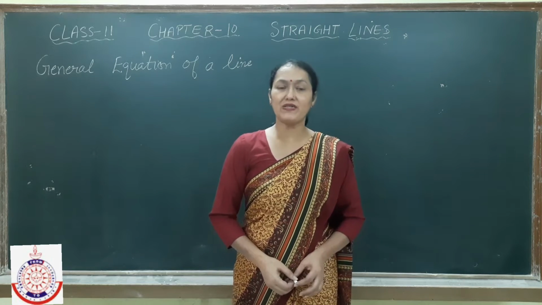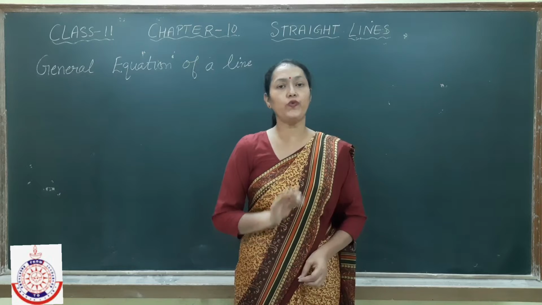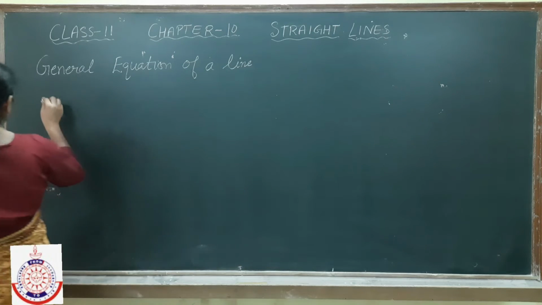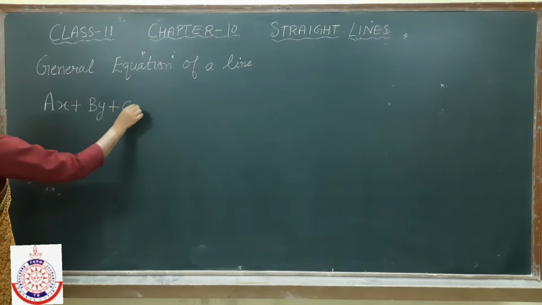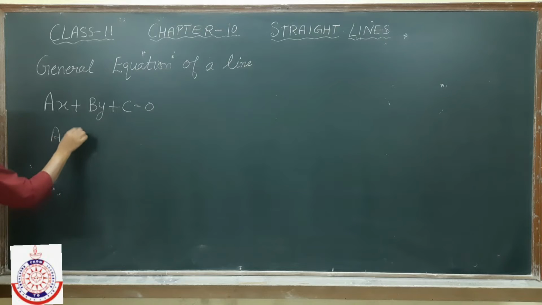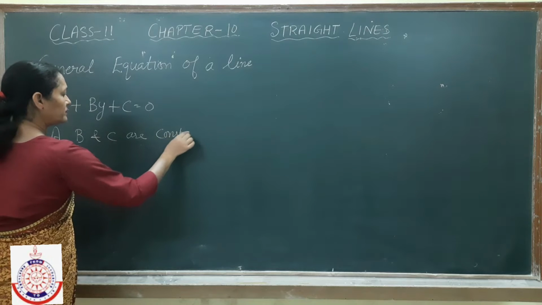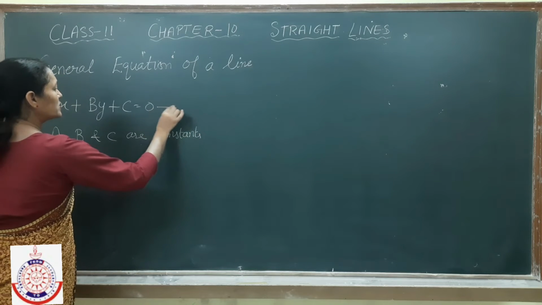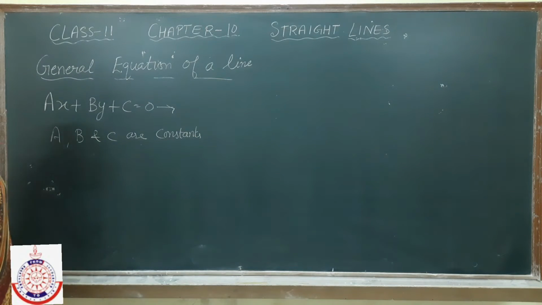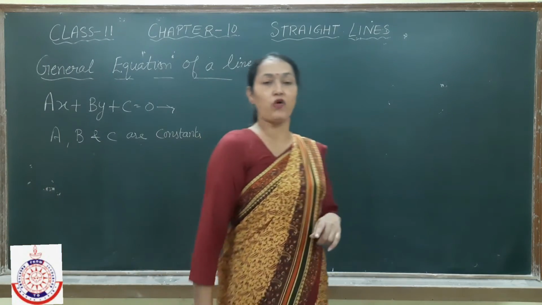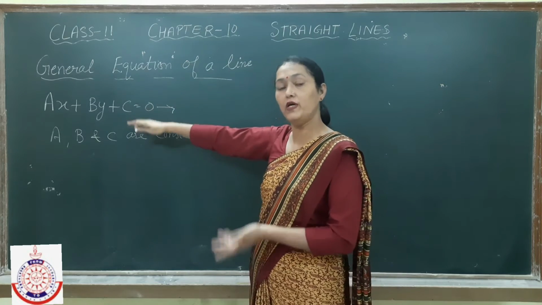In your previous classes, in your class 9th, you have learned that linear equation in two variables can be written as ax plus by plus c is equal to 0, where a, b and c are constants. So this is known as general equation of a line. This is general equation. And we have learned about various forms. Now we'll be converting this general equation, general form to various forms.